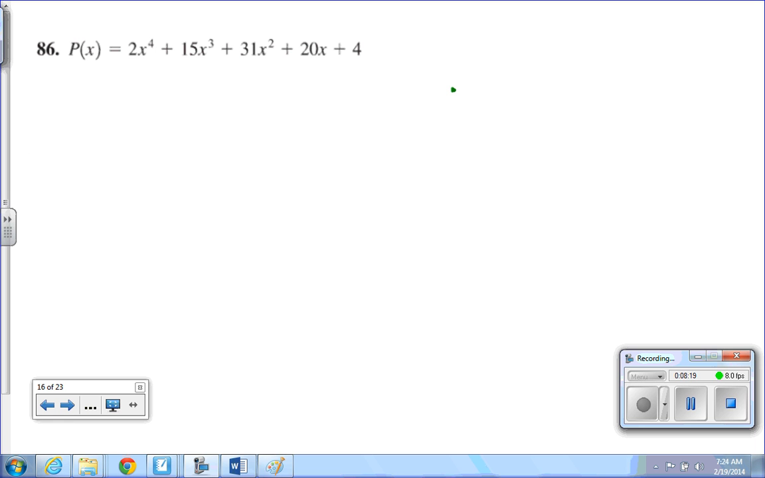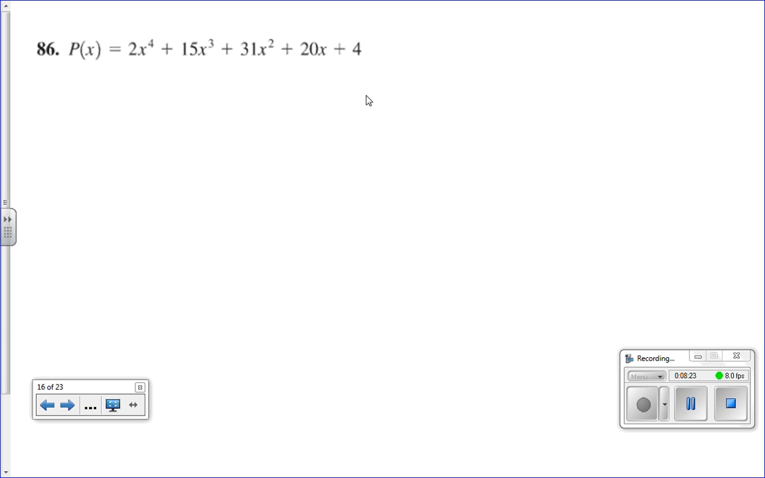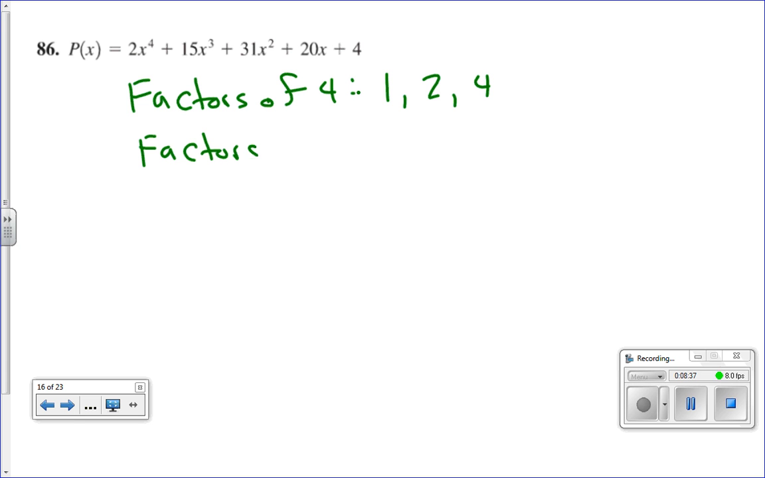Let's do that again. Here's another example. Using the rational root theorem, we can say this. We can say factors of the last number, factors of 4 will be 1, 2, and 4. And then we're going to find factors of the first number, factors of 2, which are 1 and 2. So we will find a list of candidates of rational zeros.